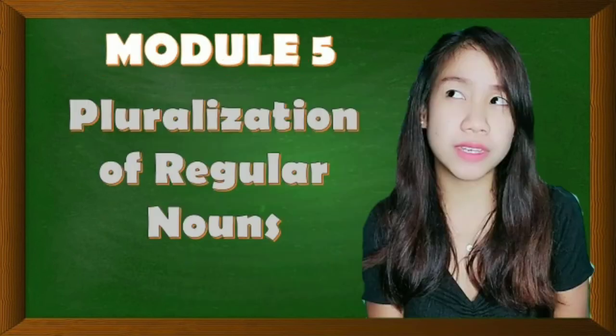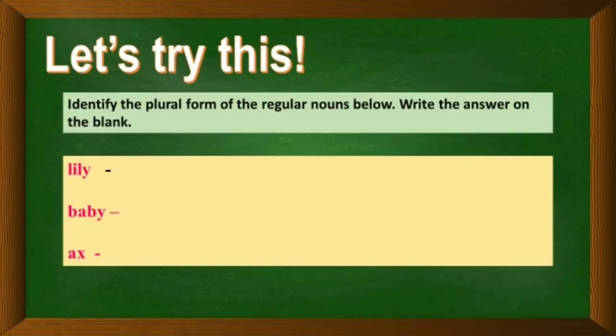or that we have to take good care of our environment. And lastly is all about Module 5, pluralization of regular nouns. Here you learned the basic and most commonly used rules of pluralization of regular nouns. And with that, let's try this type of test, which is also included in your examination. This is just an example where you have to identify the plural form of the regular nouns below. Write the answer on the blank.